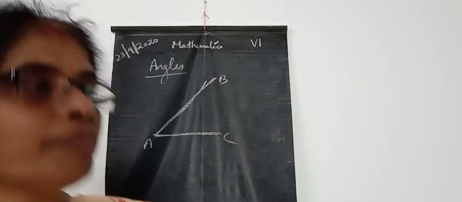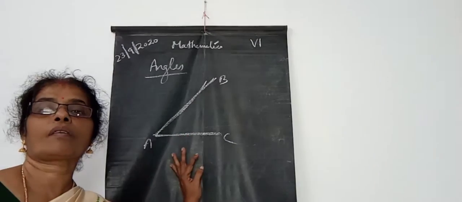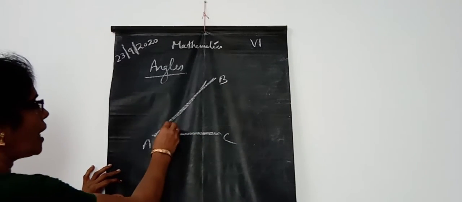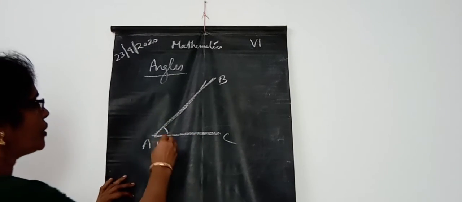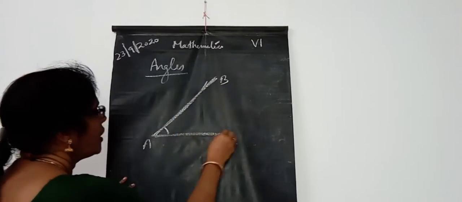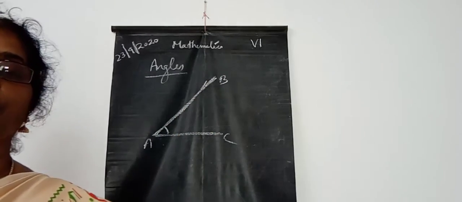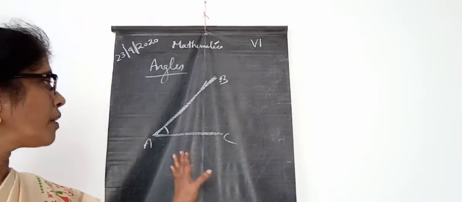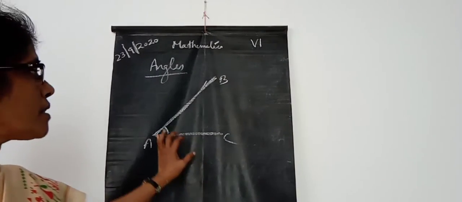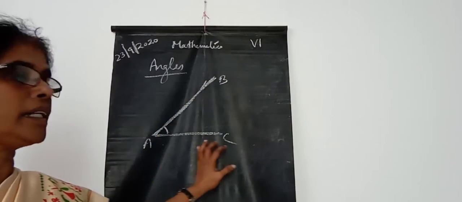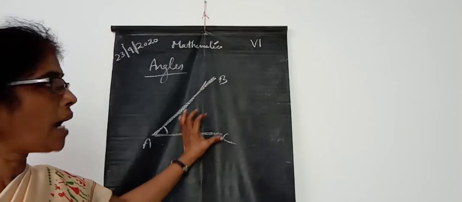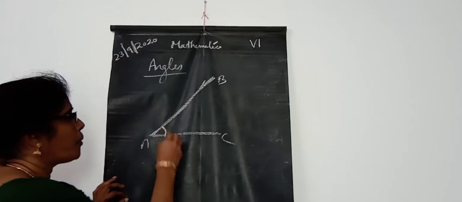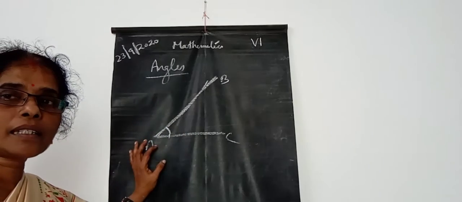Today we will take up angles, children. Look here, you can see one angle. Here are the two rays, AB and AC. Two rays form an angle because the two rays have a common endpoint. The two rays AB and AC have a common endpoint, that is A. A is the common endpoint.